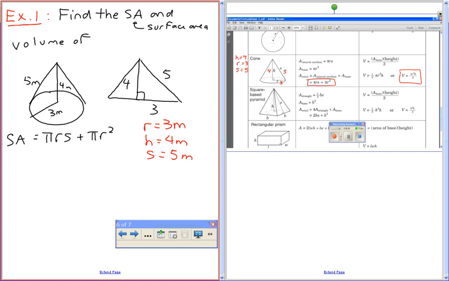For this question, I could probably only give you the 3 and the 4. How would you get the slant height? Pythagorean theorem, right? And that's what we're going to do.